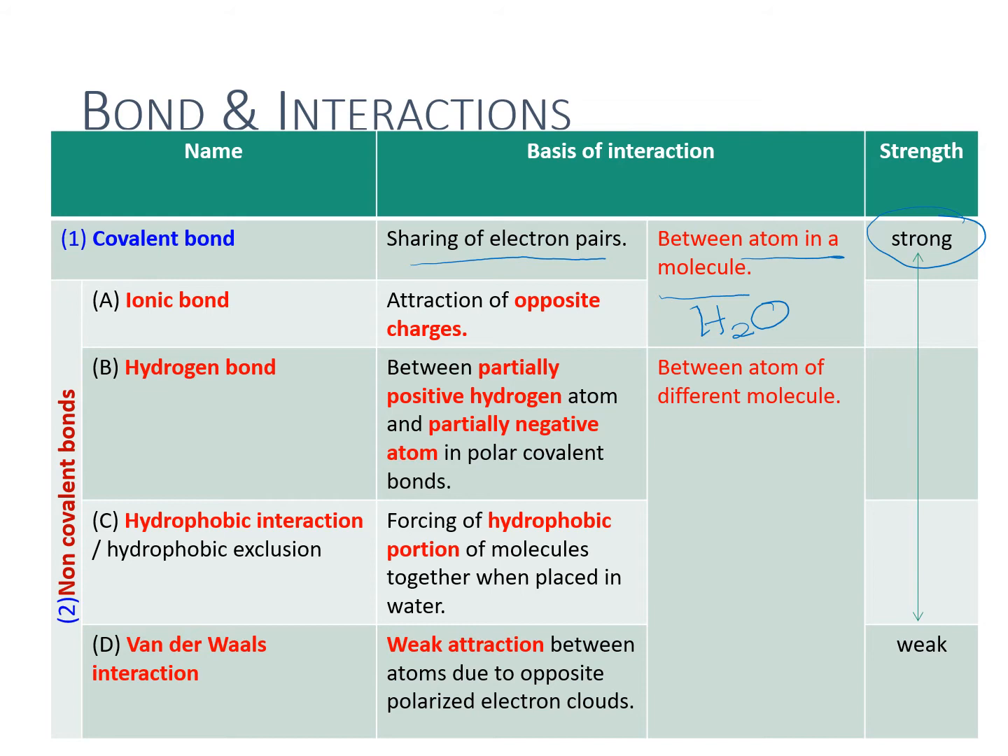So the next bond is the non-covalent bond. There are 4 types of non-covalent bond. The first one is the ionic bond.